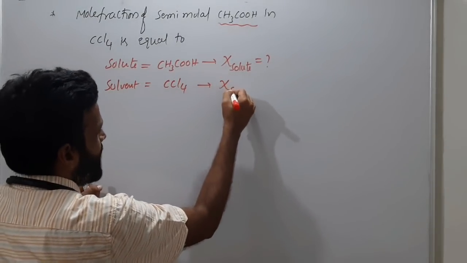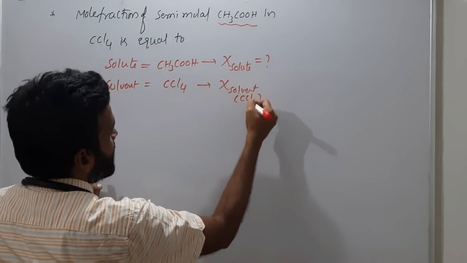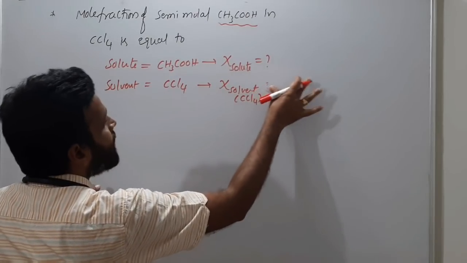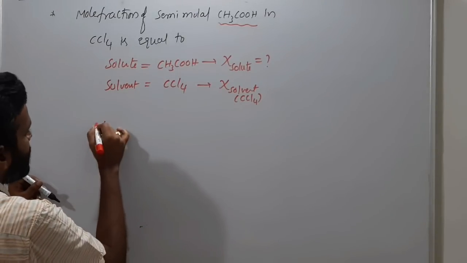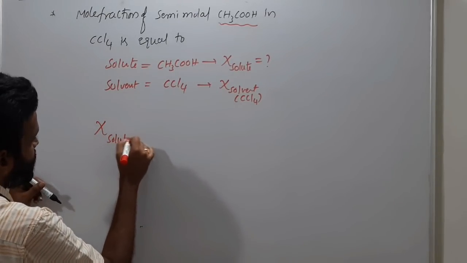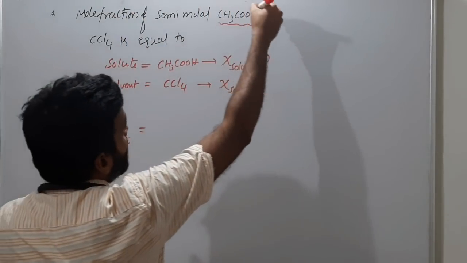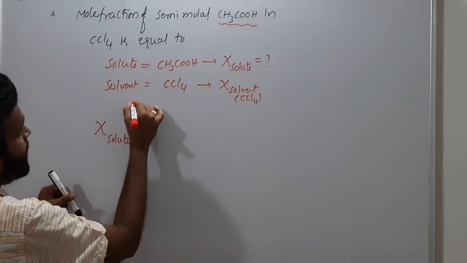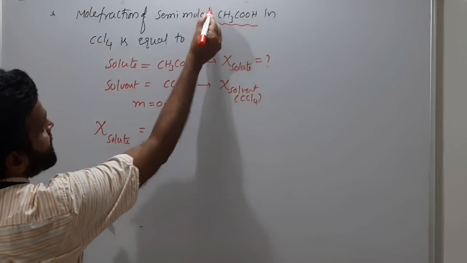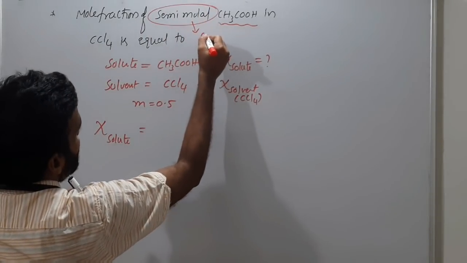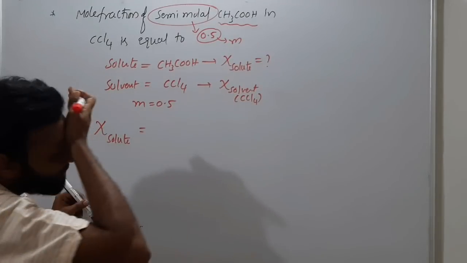Okay, so CCl4 is a solvent. So its mole fraction, if they ask, you will calculate. Mole fraction of solvent means CCl4, right? This is not asked actually, but if they ask also, you can calculate. So what is the mole fraction of solute? Only mole fraction of solute is asked, because mole fraction of semi-molal CH3COOH. And one more thing, molality is given, 0.5. How do you know? Semi-molal they said. That means molality is 0.5. This is called molality.